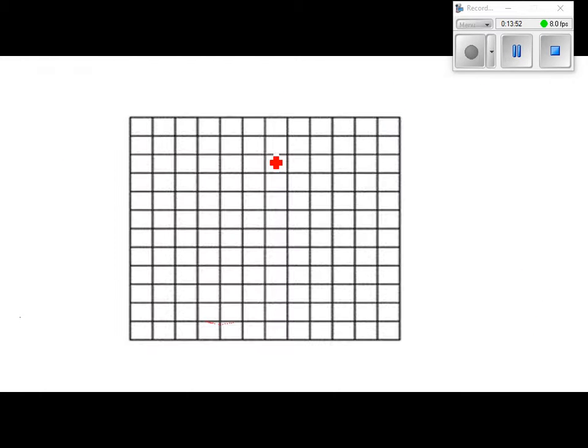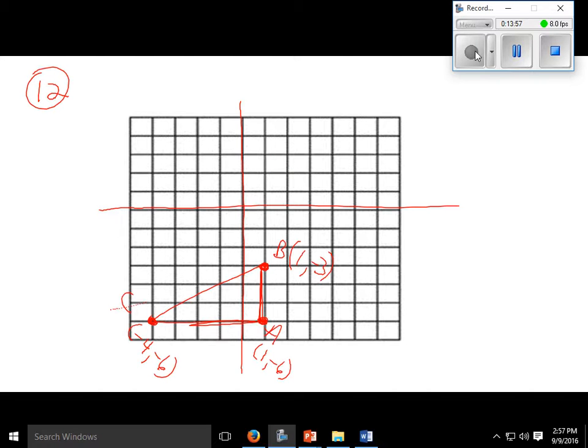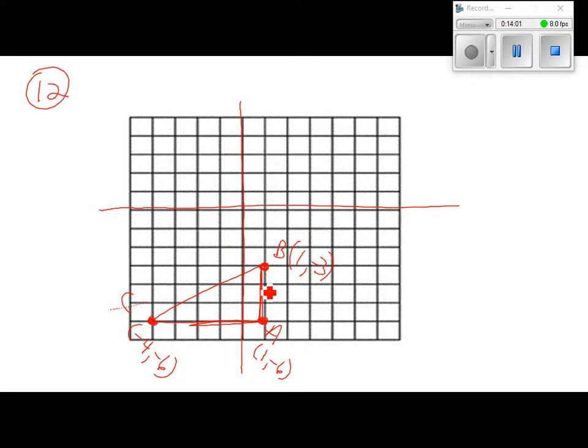Number 12. Number 12, they give us this triangle. To find the length of this side over here, AB, and we want to find the perimeter of this triangle. Find the length of this side, all we got to do is count. 1, 2, 3. So that side's 3. Find the length of this side. 1, 2, 3, 4, 5. That side's 5. So we now know that we have at least 8.